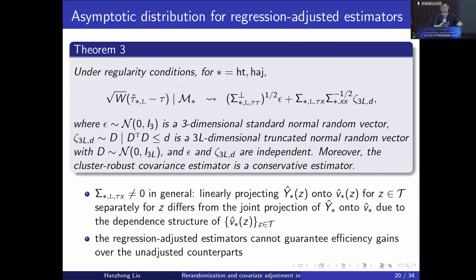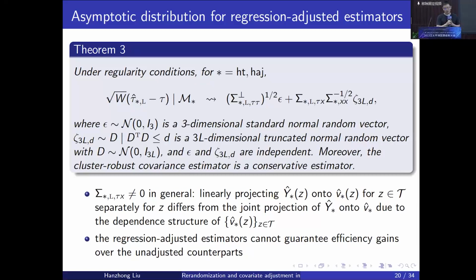Note that different from previous results on re-randomization, the asymptotic distribution of the regression adjusted estimator is not normal, but still a convolution of a normal and a truncated normal. The reason may be as follows. Linear regression is equivalent to projecting Y hat star Z onto V hat star Z for different values of Z separately. However, this separate projection is different from the joint projection of the vector Y hat star onto V hat star due to the dependent structure, such that the covariance term sigma star is not equal to 0 in general.